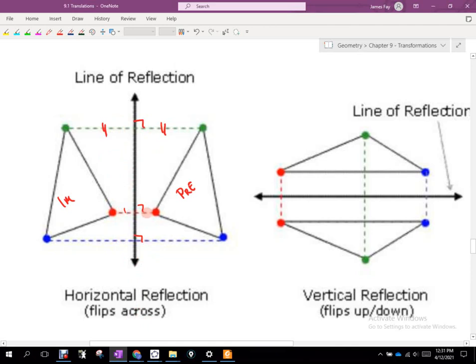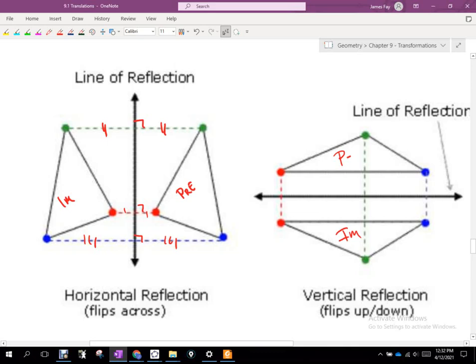This distance here and that distance are the same. This blue distance and that blue distance are the same. Okay, so that's called a horizontal reflection. Okay, this is called a vertical reflection because now the shape, if this is the pre-image and this is the image, now we're seeing that the shape is moving vertically.